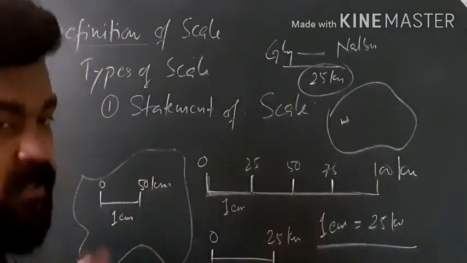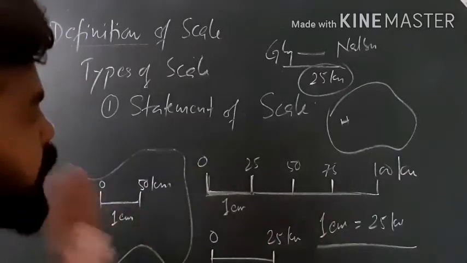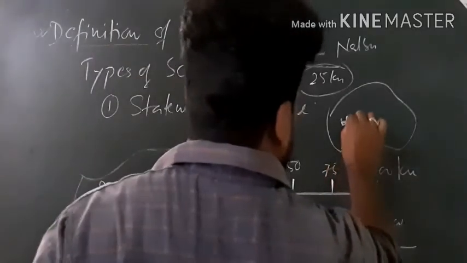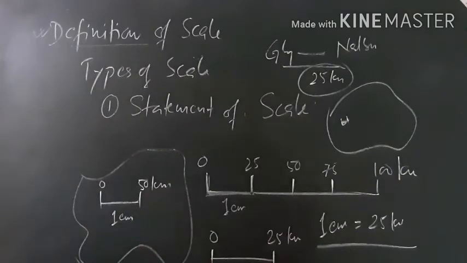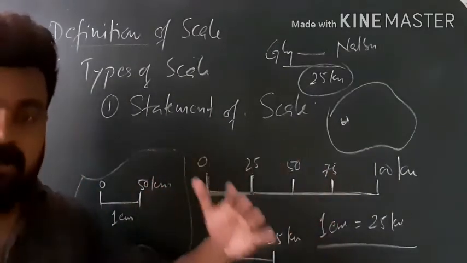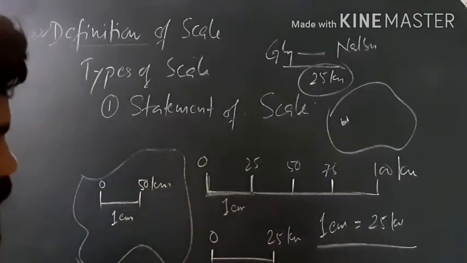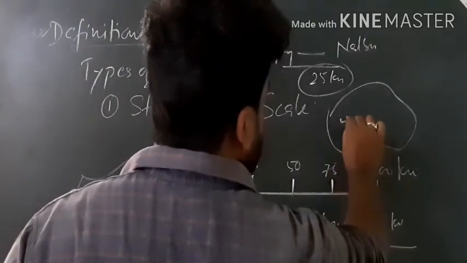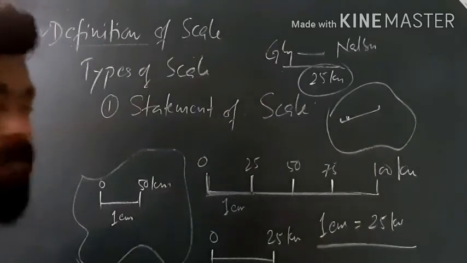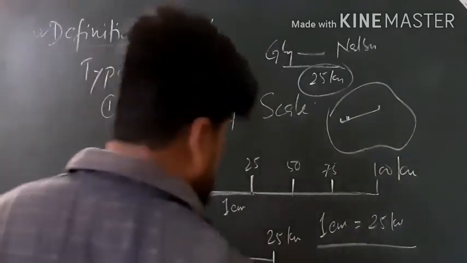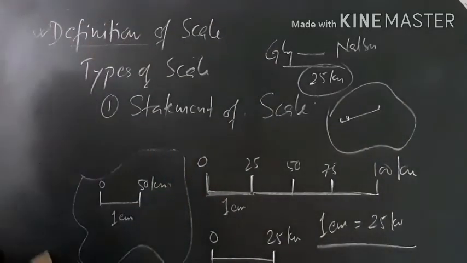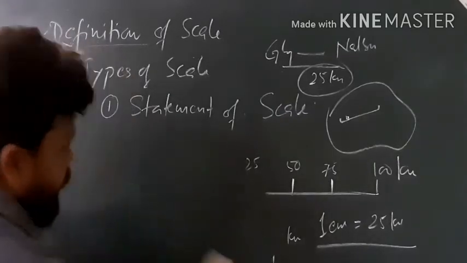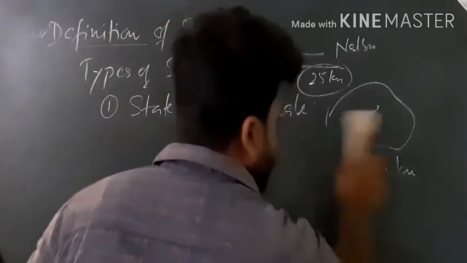That's why we have reduced the scale. With the proper reduced scale, we have got the true distance of the map. That's why we are now representing within 1 centimeter the distance from Guwahati to Nalbari, right? So that is the reduced scale. And next is the representative fraction. I will show you what the representative fraction is.